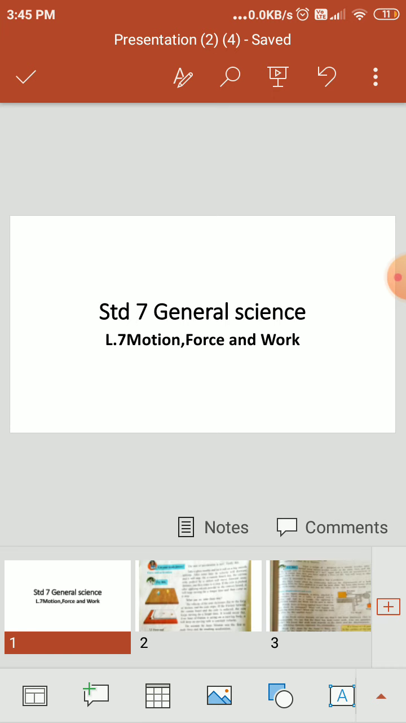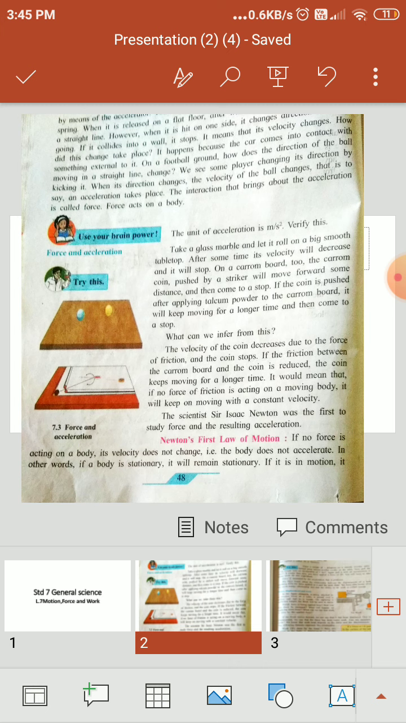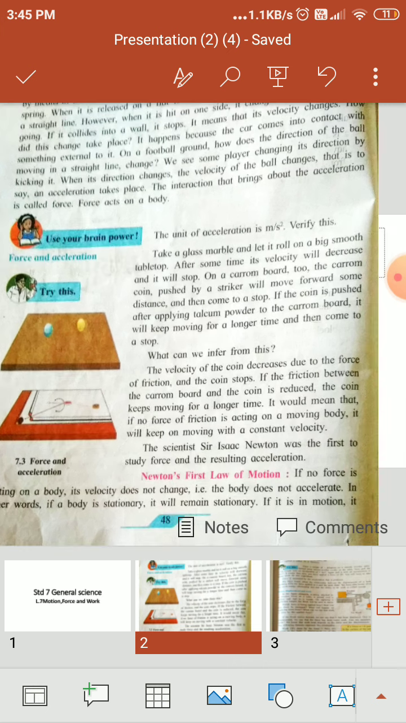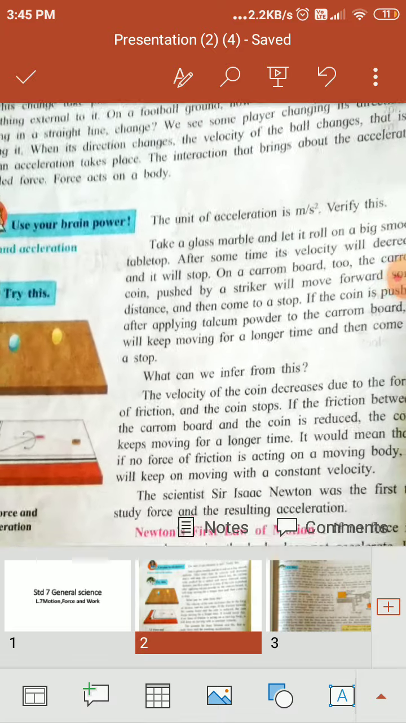Let's continue our chapter number 7, Motion and Work, and we are discussing acceleration on page number 48. Acceleration is the change in velocity upon the time taken for the change. Use your brain power: the unit of acceleration is meter per second square. Verify this. I have given the verification in the last lecture.